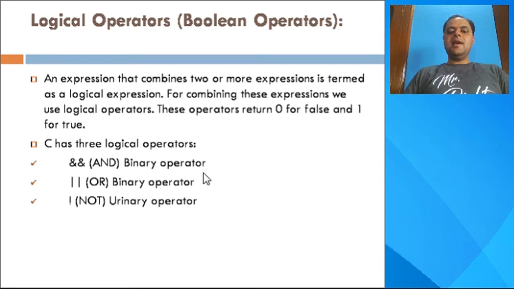What is a binary operator? An operator which operates on two operands is called a binary operator. So AND is a binary operator. OR is also a binary operator, and NOT is a unary operator.